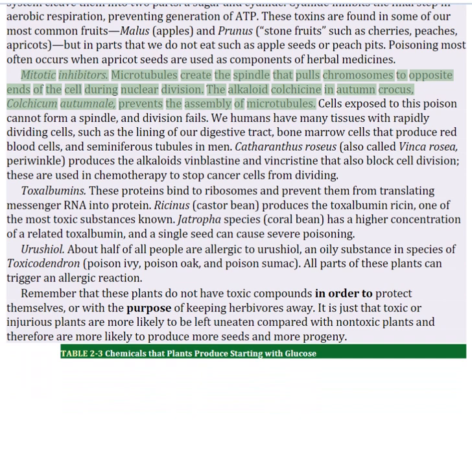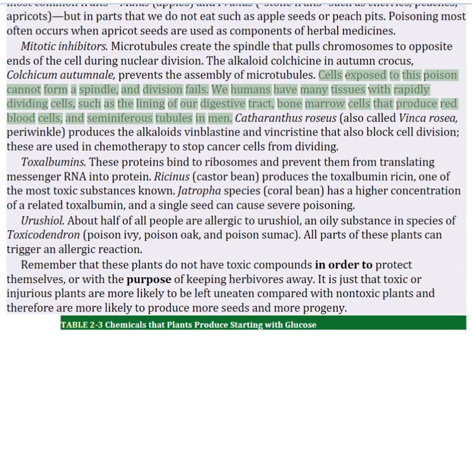Mitotic inhibitors. Microtubules create the spindle that pulls chromosomes to opposite ends of the cell during nuclear division. The alkaloid colchicine in autumn crocus, Colchicum autumnale, prevents the assembly of microtubules. Cells exposed to this poison cannot form a spindle, and division fails. We humans have many tissues with rapidly dividing cells, such as the lining of our digestive tract, bone marrow cells that produce red blood cells, and seminiferous tubules in men.